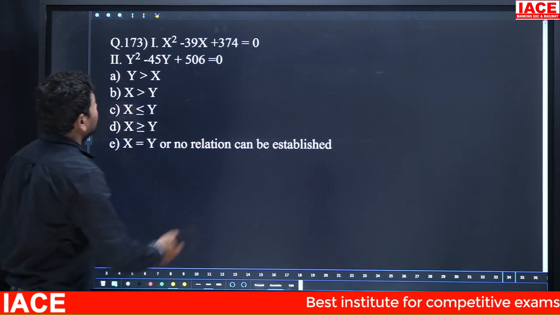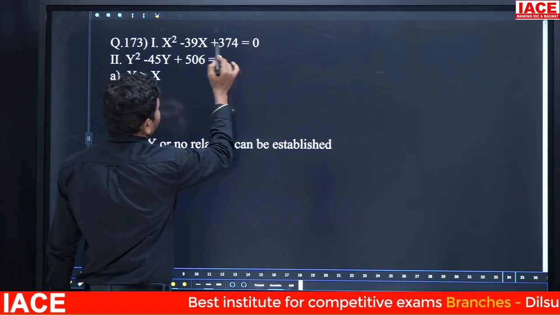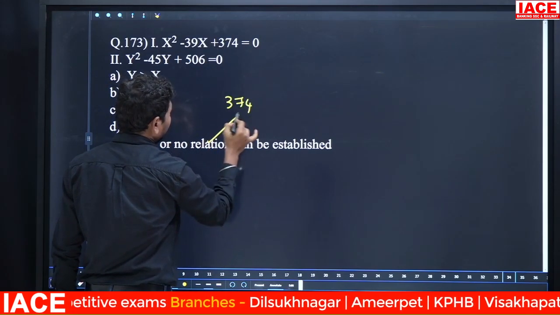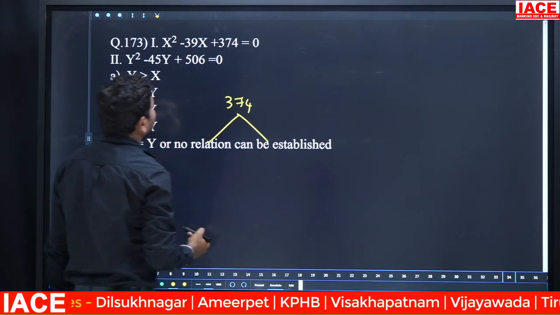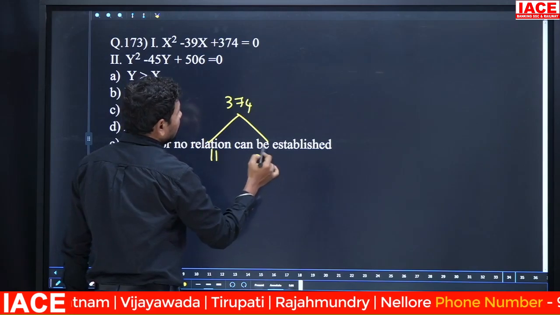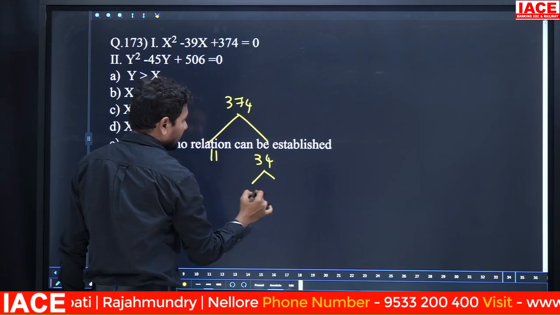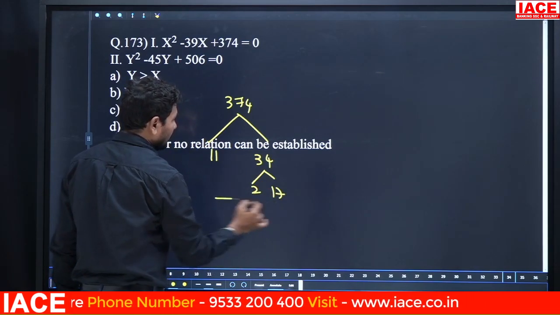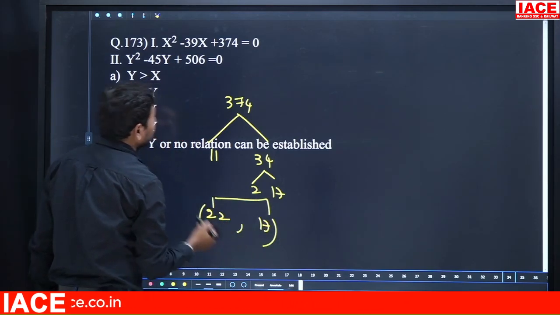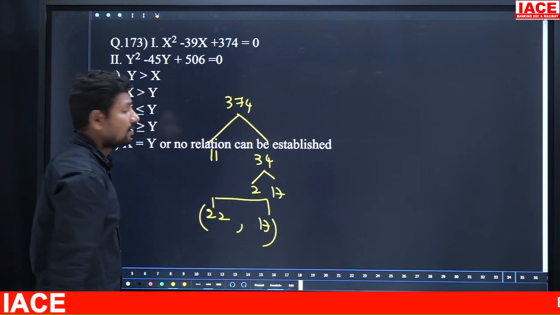Next, here x square minus 39x plus 374 is equal to 0. The factors of 374 you can write: 11 times 34, and 34 you can separate as 2 comma 17. Then what are the final factors we can write here? 22 comma 17. Minus plus equation is always giving positive factors.